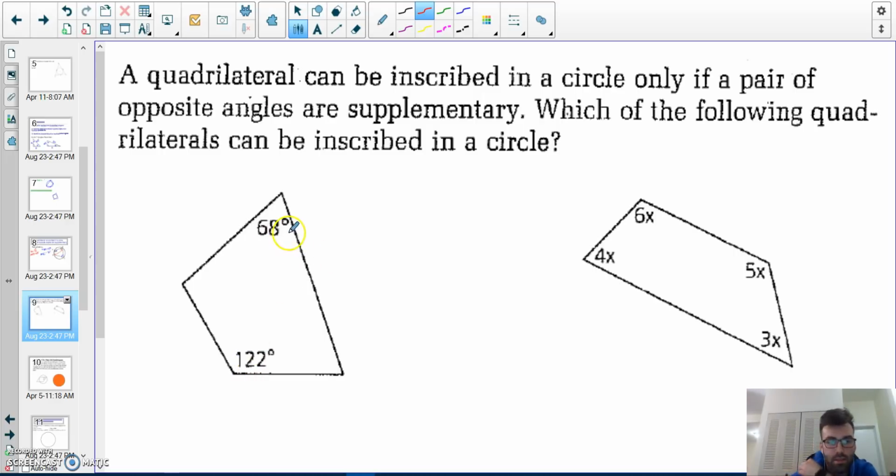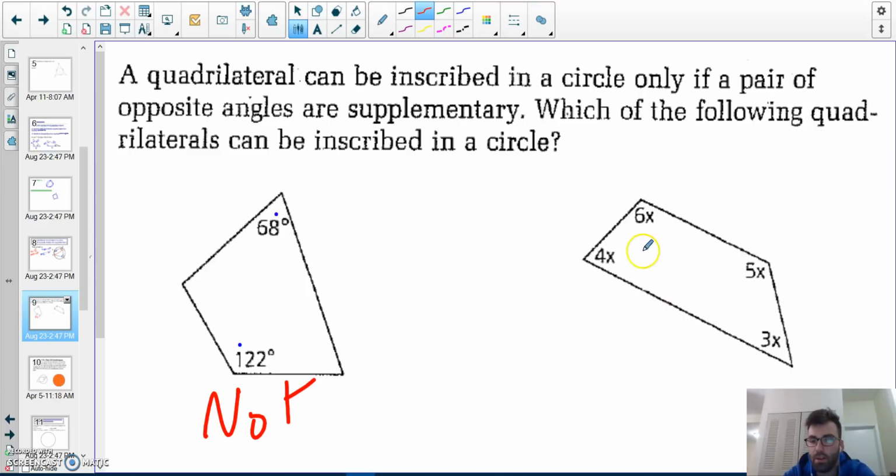Here I have 68 and 122. Are these opposite angles supplementary? Let's think about this. If I add 8 to 122, I get 130. If I add 60 plus 130, I get 190. So this would not be allowed.